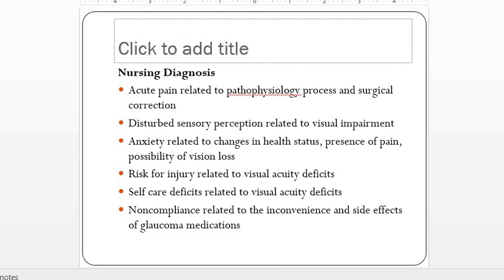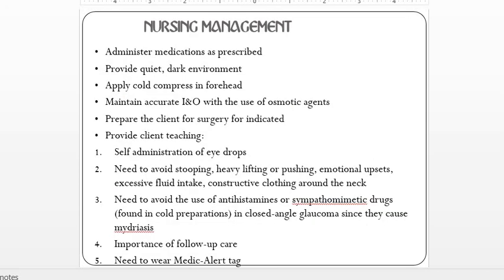So first is acute pain related to pathophysiology process and surgical correction. Disturbed sensory perception related to the visual impairment. Anxiety related to changes in the health status, presence of pain, possibility of visual loss. Risk for injury related to the visual acuity deficits. Self-care deficit related to the visual acuity deficit. Non-compliance related to the inconvenience and side effects of glaucoma medication. You can formulate many other diagnoses based upon the NANDA diagnosis.